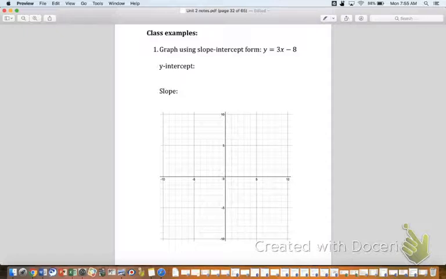So it says graph using slope-intercept form. Hopefully from the video or maybe a past math class, you can look at that y equals 3x minus 8 and know that that's in slope-intercept form. What's the general form of slope-intercept form? Y equals mx plus b. And to maybe help us, I'm going to write that up here above. That might be a helpful thing to help us identify the slope and the y-intercept. So in this y equals mx plus b, what does the m always stand for? That's right, and the b stands for the y-intercept.